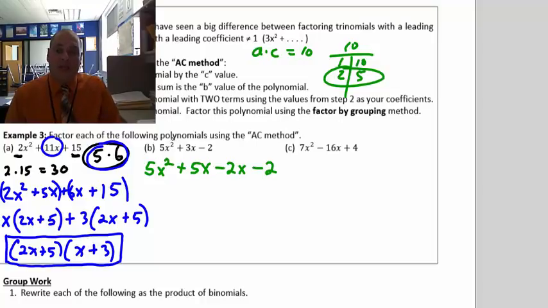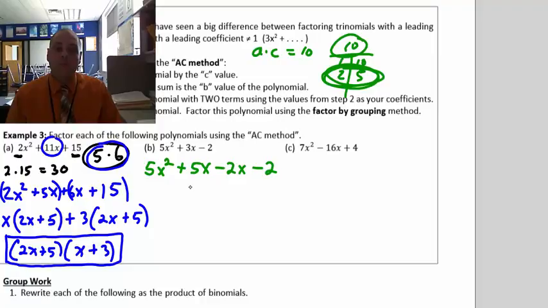So what did we do? We kept 5x squared. We kept minus 2. We broke up 3x into 5x and negative 2x. 5x and negative 2x does combine to 3x. Why 5 and 2? Because that's what gave us 3. 5 minus 2 gave us 3, factors of 10.